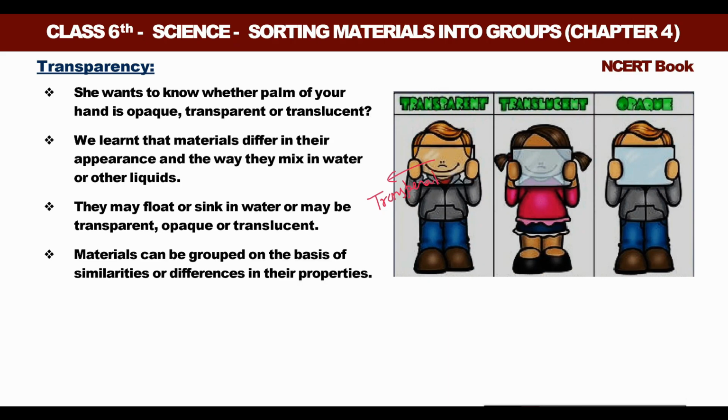Here you can see it is completely able to see through, it is transparent. You can see through this, it can be seen but not clearly. It is what? Translucent. Or it is not able to be seen at all, so it is what? Opaque. Now see in this picture, the girl is there. She wants to know whether the palm of your hand is opaque, transparent or translucent. You tell me, is the palm of your hand transparent, translucent or opaque?